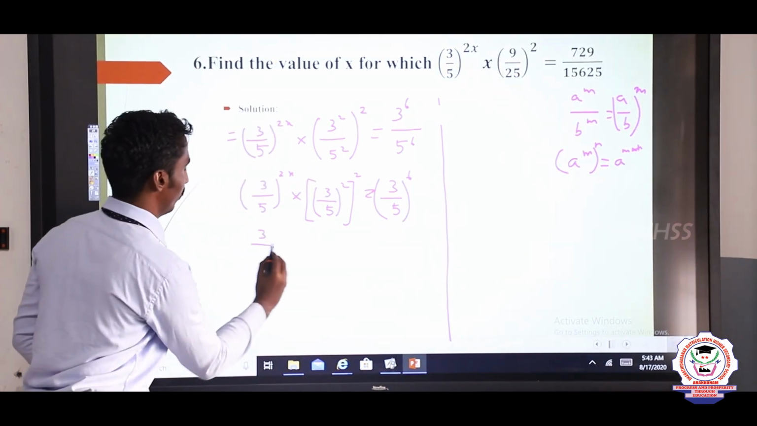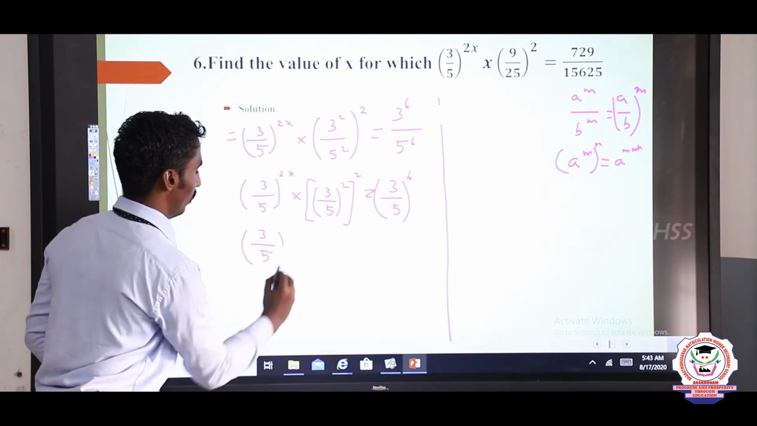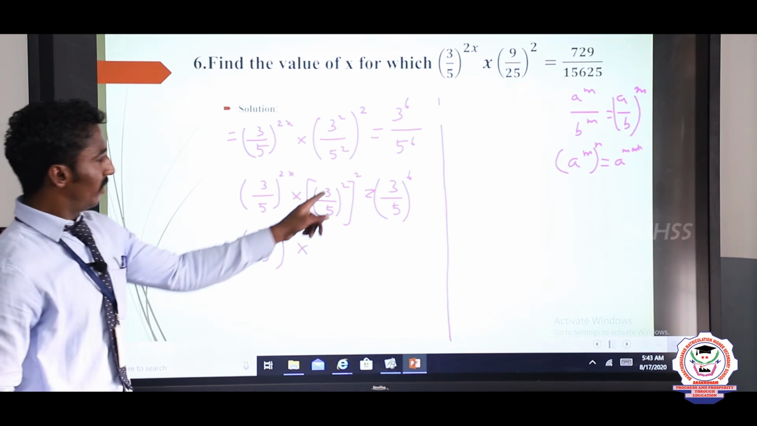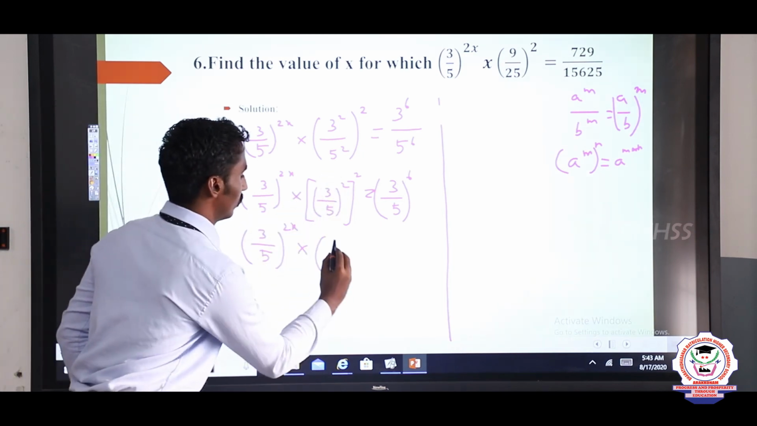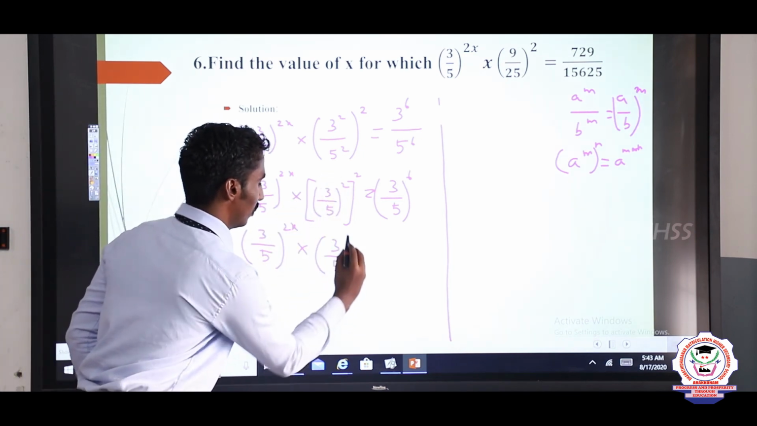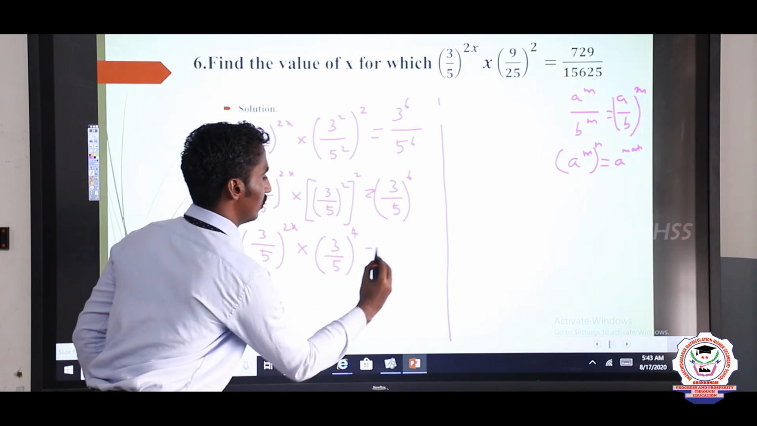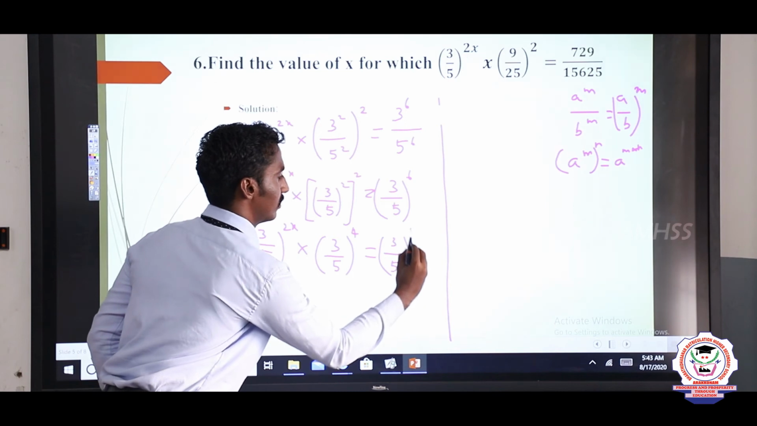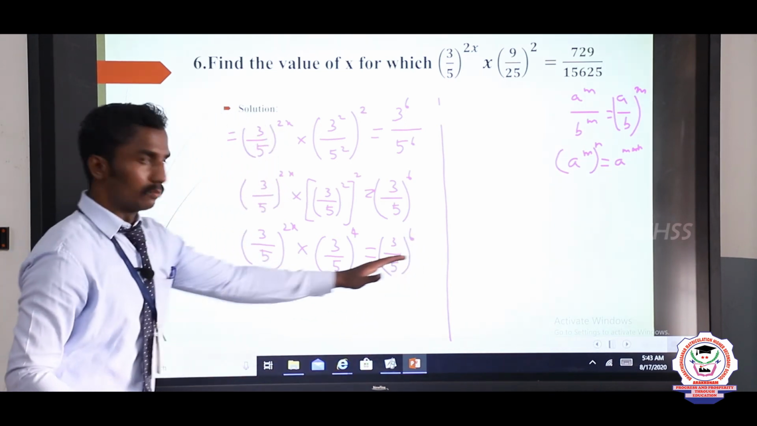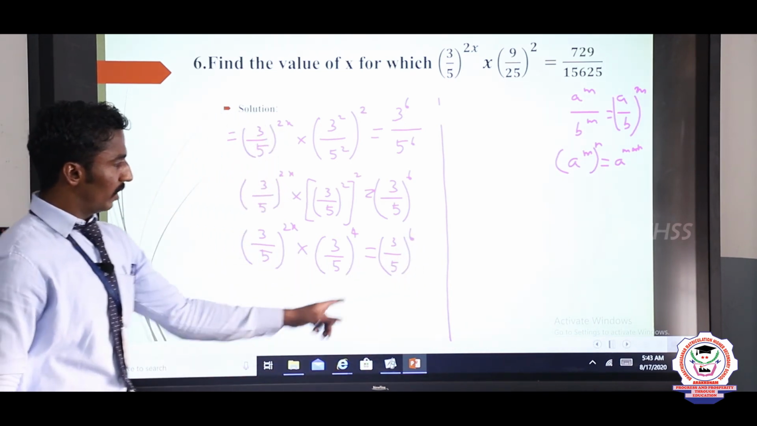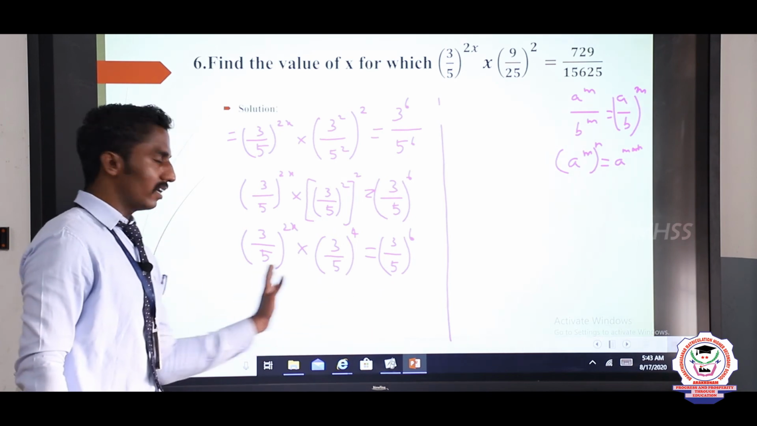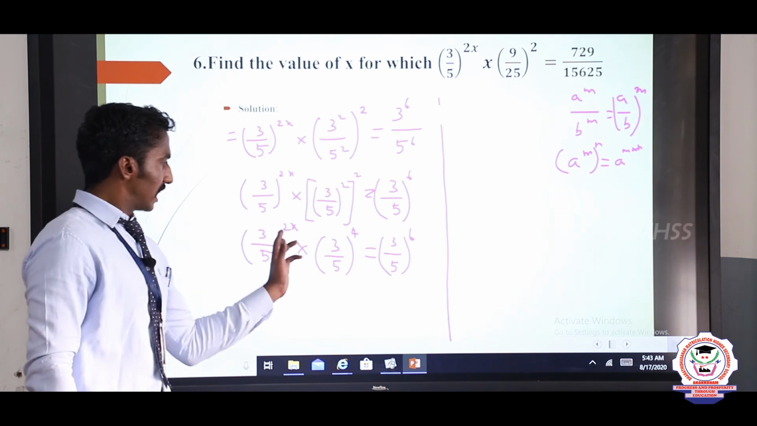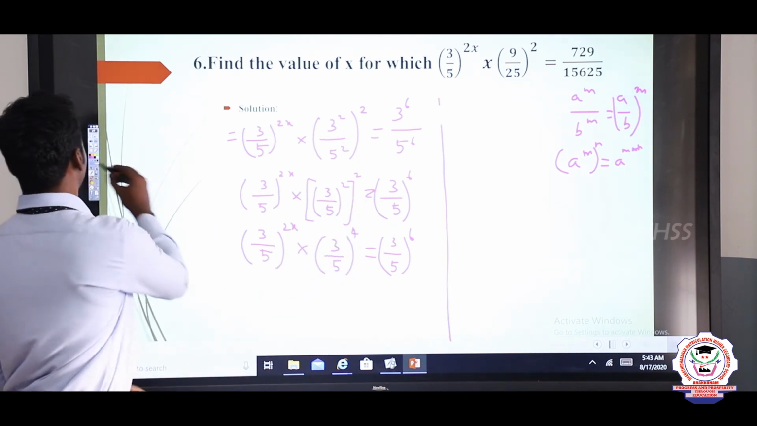So 3 by 5 whole power 2x into 3 by 5, 2 2s are 4. So 3 by 5 whole power 4. This is equal to 3 by 5 whole power 6. Listen, these three terms, 3 by 5, 3 by 5, 3 by 5. So these are equal, bases are equal. Exponents are different.